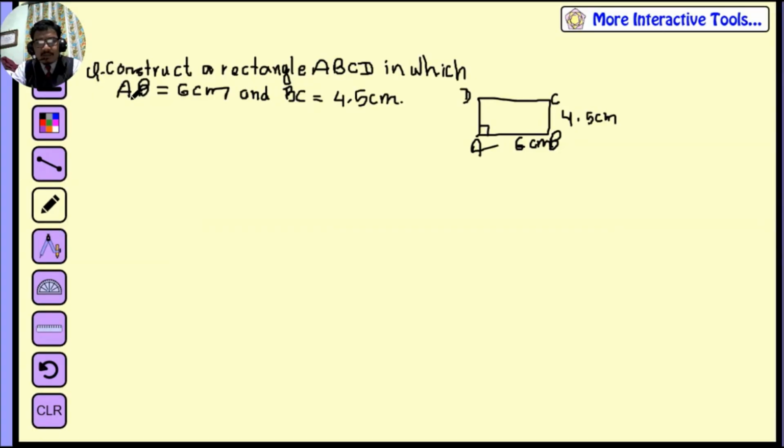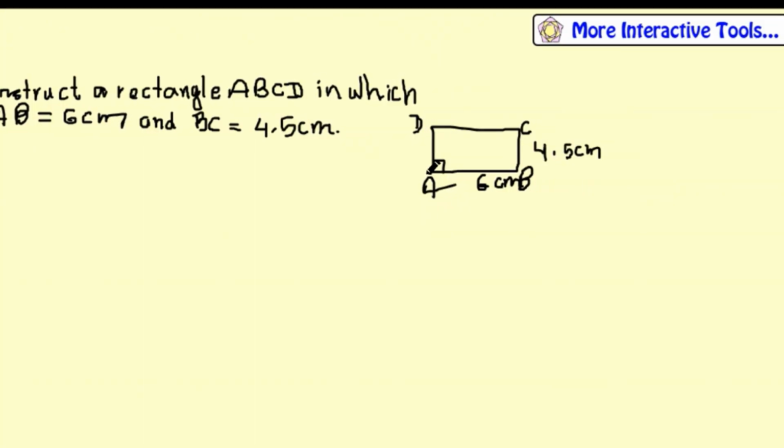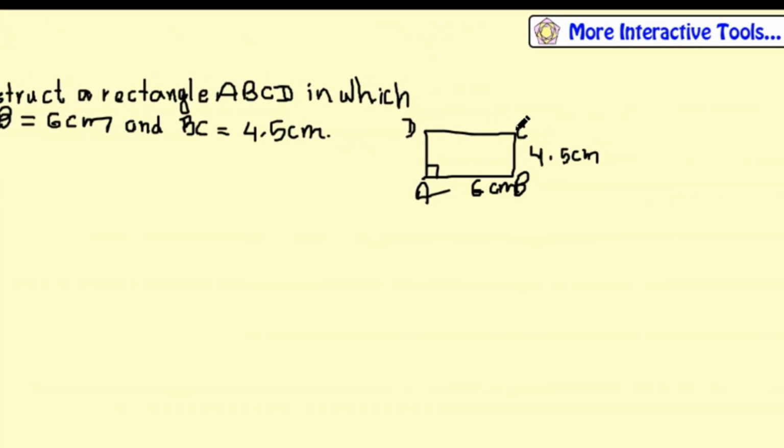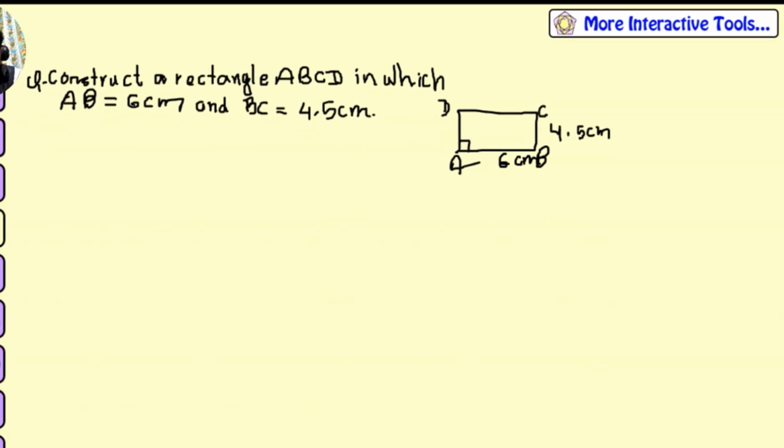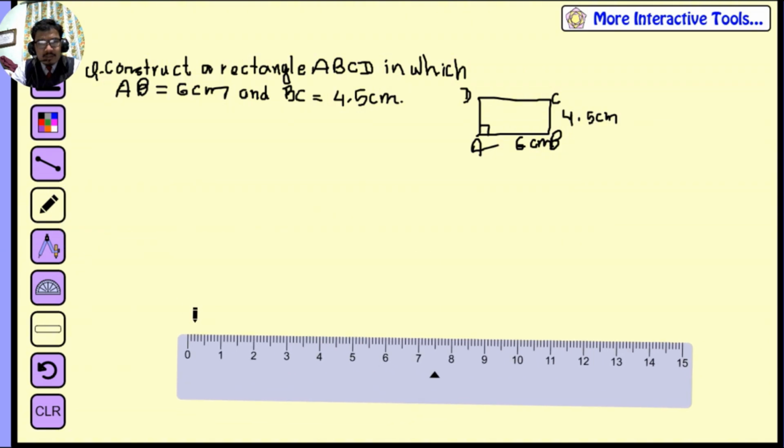Students, welcome to my class. Here I have taken the question of construction of a rectangle, okay? According to this question, first of all, draw the rough sketch at the side, in which AB is 6 centimeter, BC is 4.5 centimeter, and one angle is 90 degree. It is according to the properties, okay? Now let's take the help of a ruler and draw.